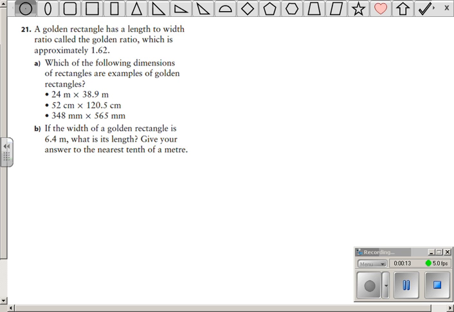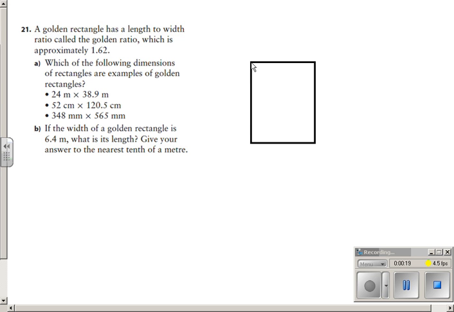I'll make a rectangle here, and I'll just pull down. Let's use this rectangle here. And if we make it, that looks like a square to me. There it is, a rectangle. If 1.62 is the golden ratio, that means for every 1 meter of width, the length will be 1.62 meters.